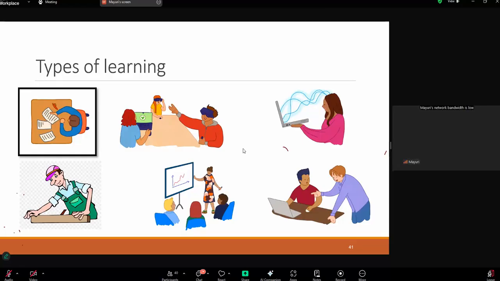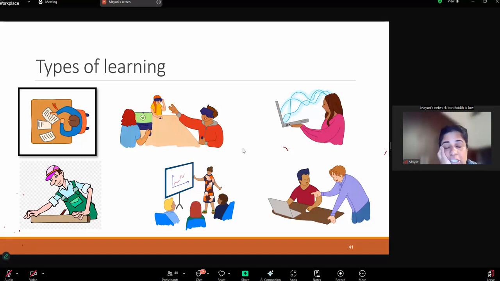On the job training is a category, not a particular technique.